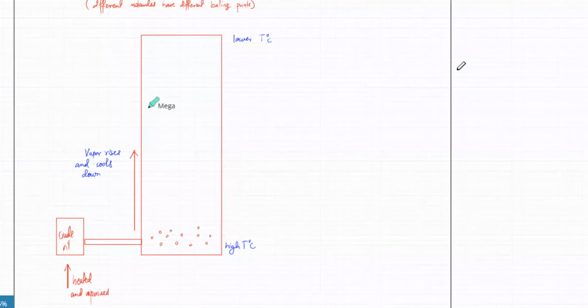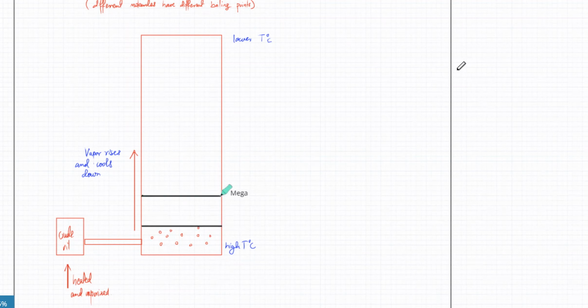चलो, अब ये केस के अंदर ना, there are many trays, perforated trays. Perforated का मतलब उसके अंदर there are lots of holes so vapor can pass through it. So the vapor would continue to rise, but there are trays that are placed in this column.